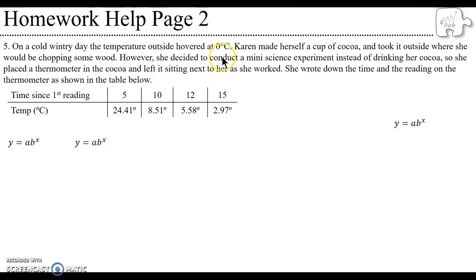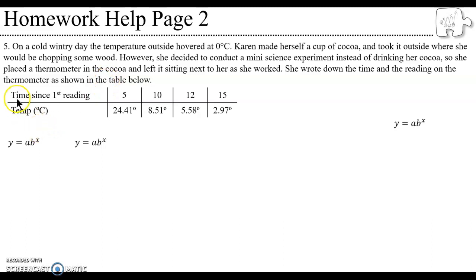However, she decided to conduct a mini science experiment instead of drinking her cocoa. So she placed a thermometer in the cocoa and left it sitting next to her as she worked. She wrote down the time and the reading on the thermometer as shown in the table below.